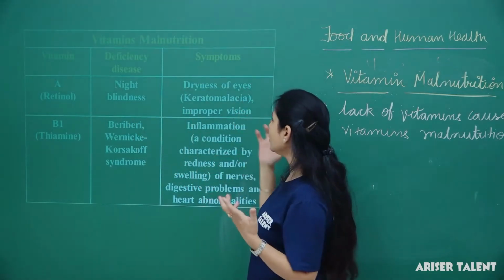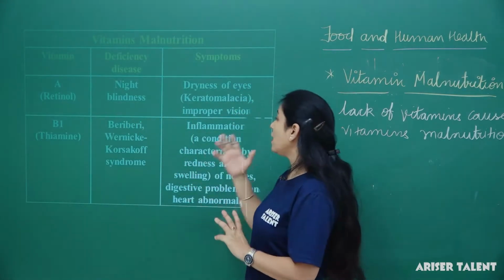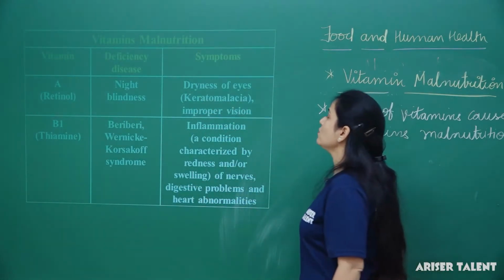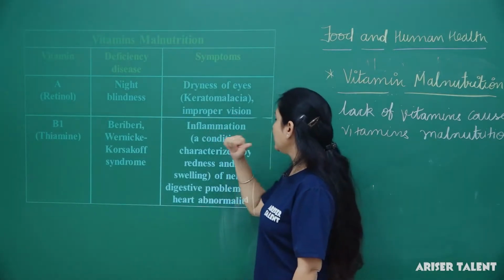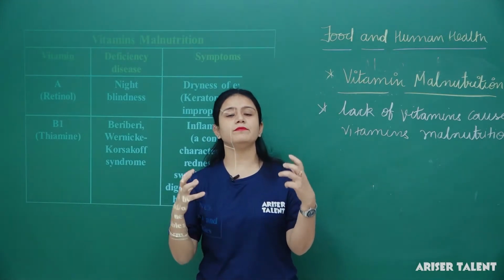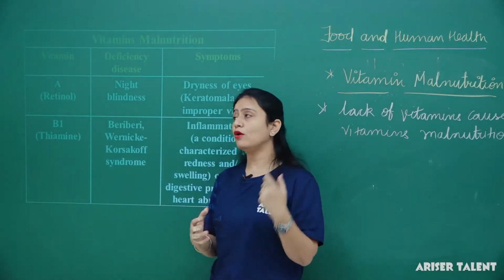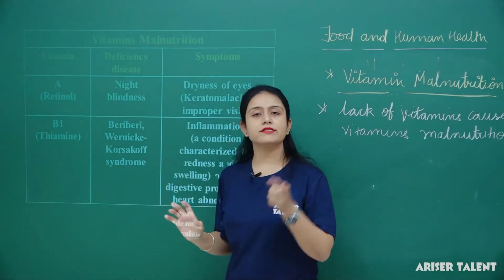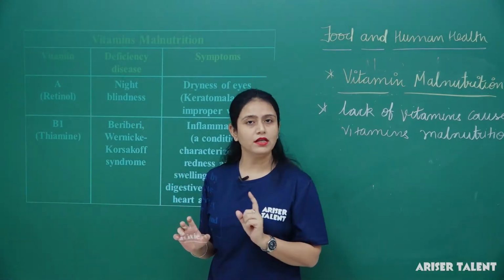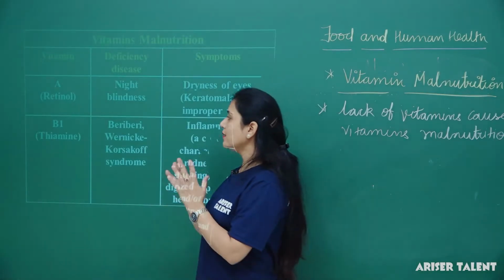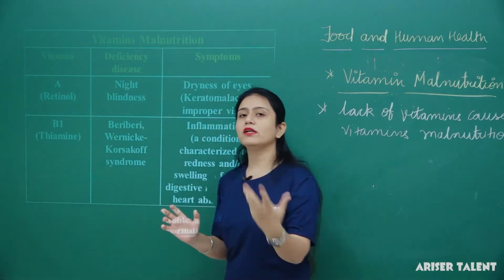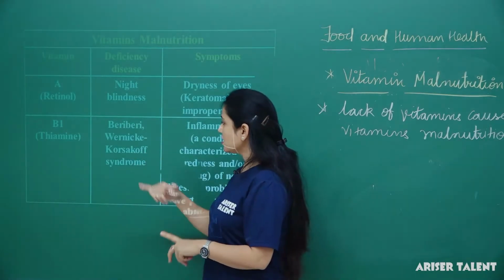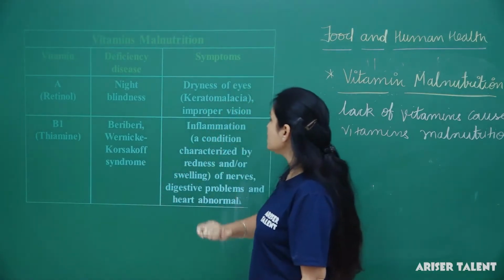Now what are the symptoms of this night blindness? How do you know that the person is suffering from night blindness? Dryness of eyes, that is known as keratomalacia, and improper vision. When the person is suffering from improper vision or dryness in the eyes, then this condition is known as night blindness, and it is caused by the deficiency of vitamin A. Then if there is deficiency of vitamin B1, then it will cause diseases like beriberi, Wernicke-Korsakoff syndrome.